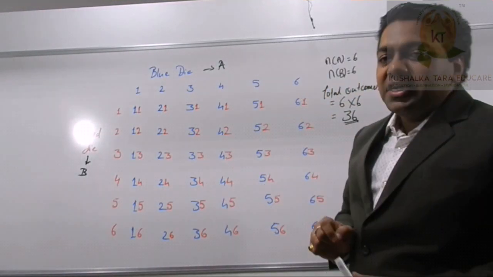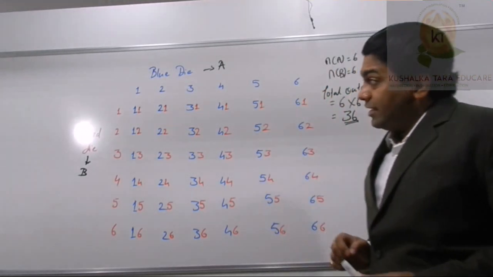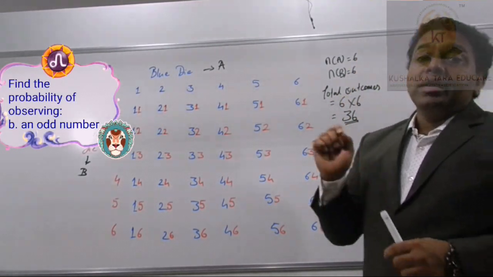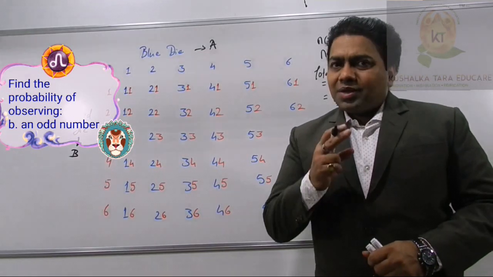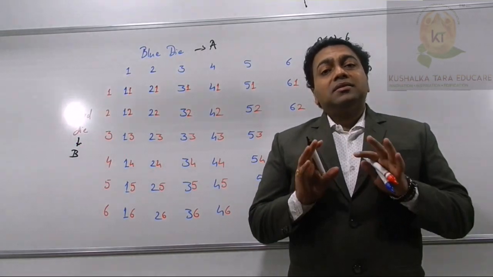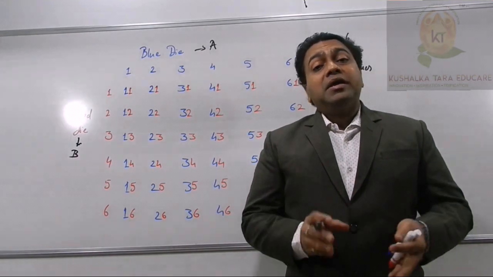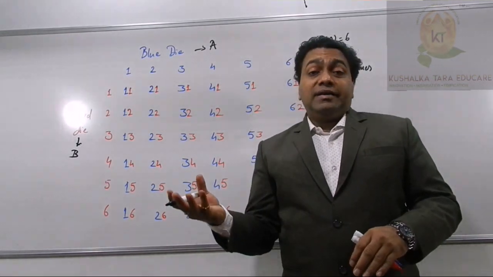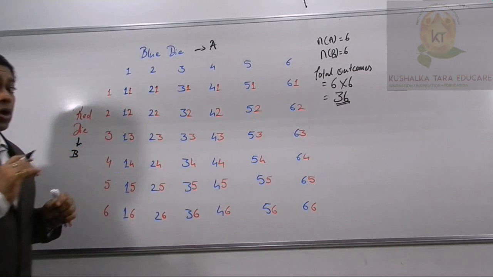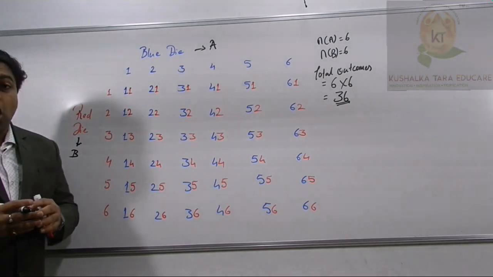Now let's concentrate and understand the first part of the question. The first part of the question stated, what was it? It stated, find the probability of observing an odd number. So the question is very, very clear. Find the probability of observing an odd number. That means this odd number can appear on a blue die also, or it can appear on the red die as well. How does the lattice diagram help us in identifying that? How many chances are there where we can see an odd number appearing?